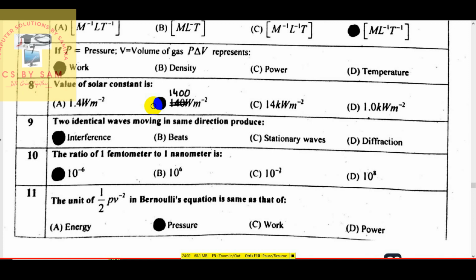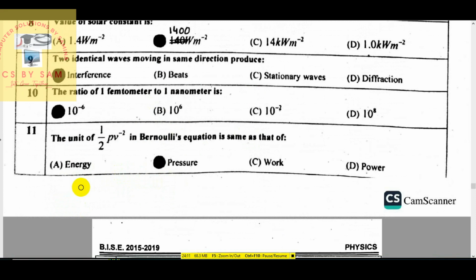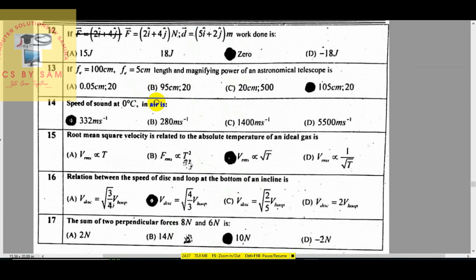Two identical waves moving in the same direction produce interference. The ratio of 1 femtometer to 1 nanometer is 10 raised to power minus 6. The unit of 1/2 rho v^2 in Bernoulli's equation is the same as that of pressure. Next, this formula is visible on the screen. The work done, when calculated, will become 0.